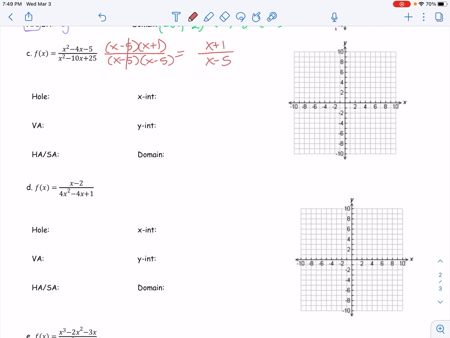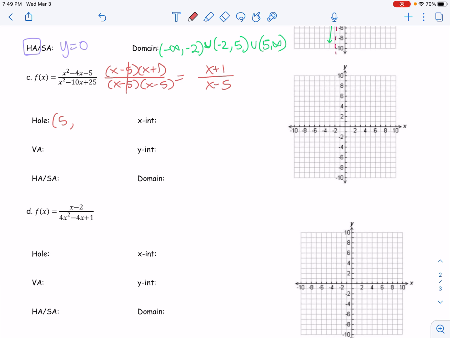And so I know I have a hole at 5, comma. So now I plug 5 back in. And so let's see what happens when I plug in 5. I get 6 at the top, but then at the bottom I get 5 minus 5, which is 0. Well, what is 6 divided by 0? Undefined. Is that a location? Can I plot that point? No. So guess what? We actually do not have a physical hole.